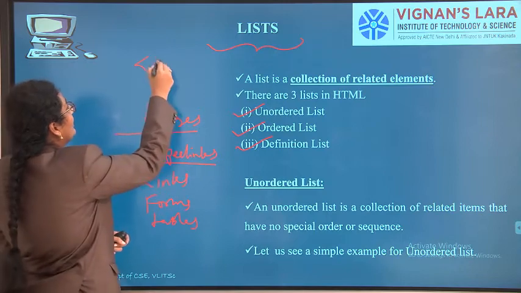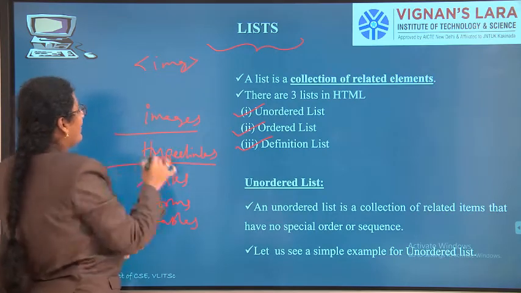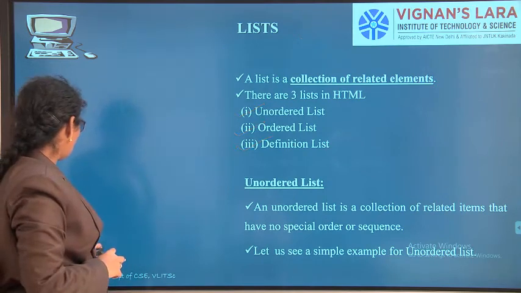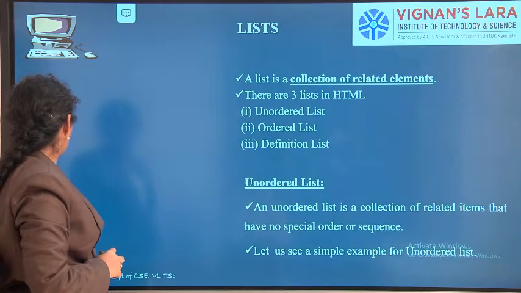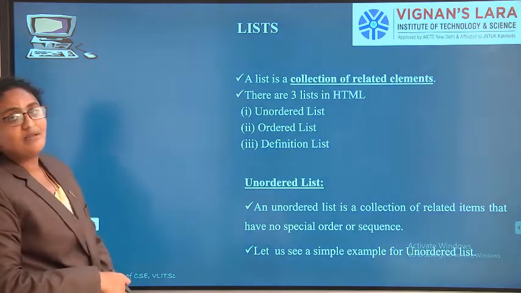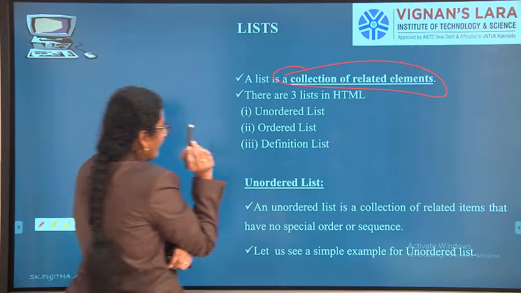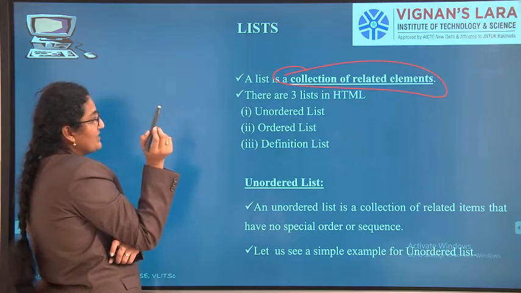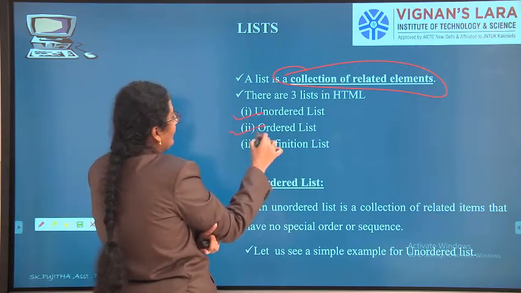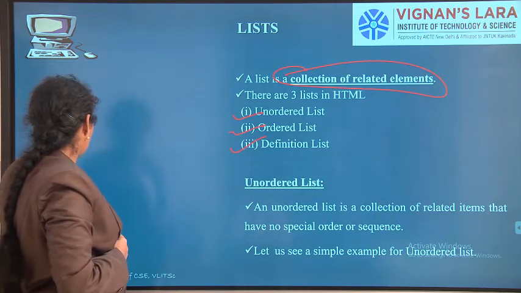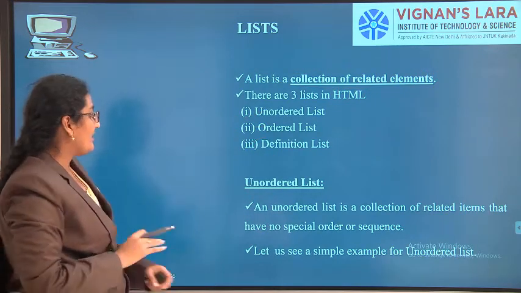For images, IMG is the tag. For hyperlinks, anchor is the tag. So next one is list. List is nothing but a collection of related elements. How many types of list we have? Ordered list, unordered list, definition list. So first let us see what is unordered list. We will see now.